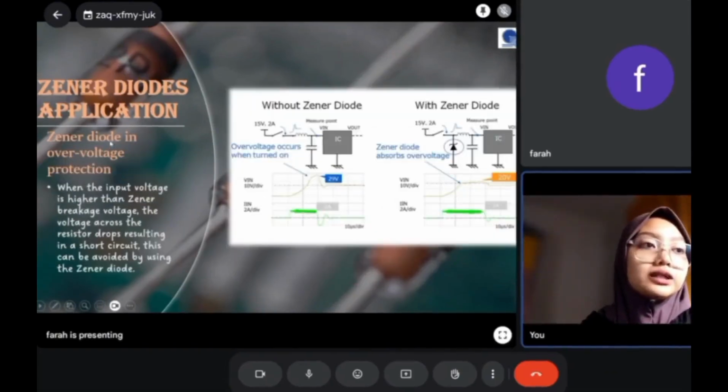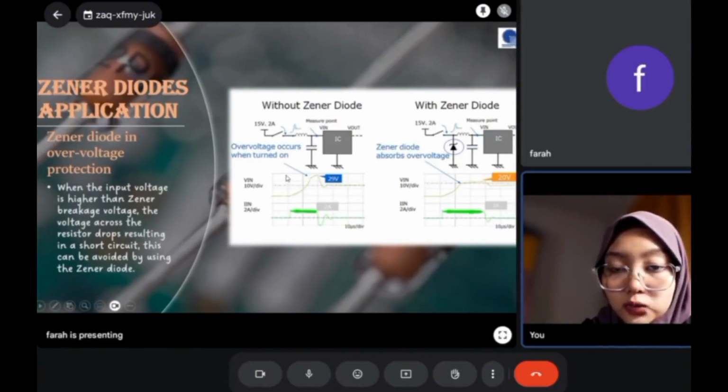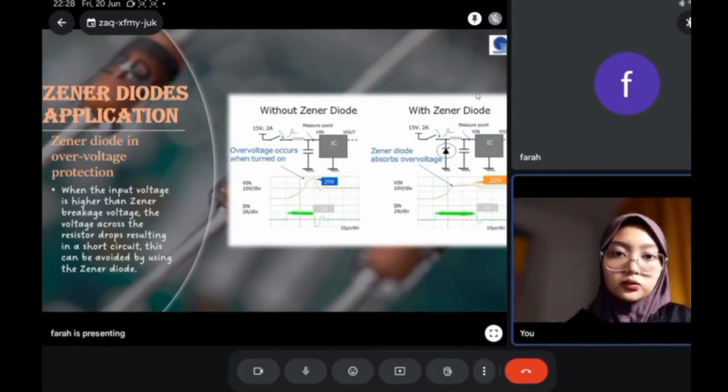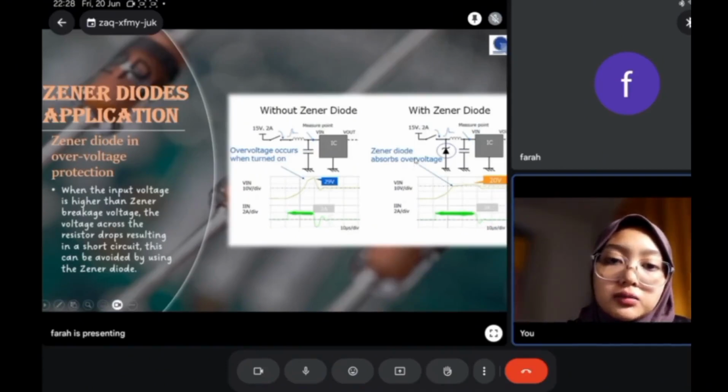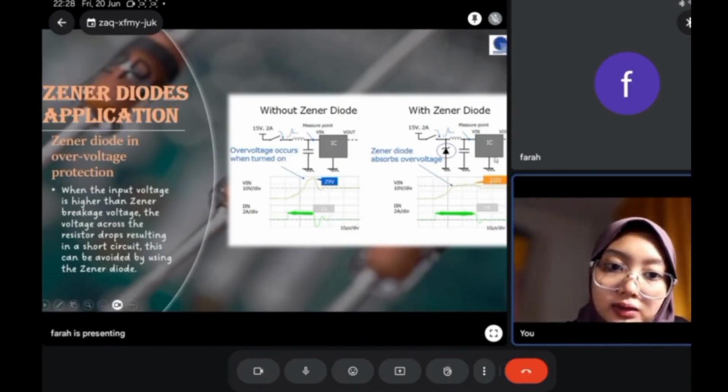So next is the Zener diode application, which is Zener diode voltage protection. When the input voltage is higher than the Zener breakdown voltage, the voltage across the resistor drops, resulting in a short circuit. This can be avoided by using the Zener diode. So this is the diagram. Without a Zener diode, overvoltage occurs when it turns on. As you see in the diagram, it goes up to the peak. And when it has a Zener diode, the Zener diode will absorb the overvoltage, so the peak will be flat like this, and the voltage will be 20.